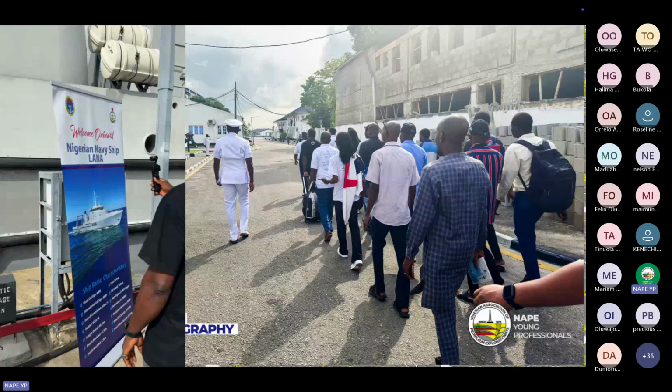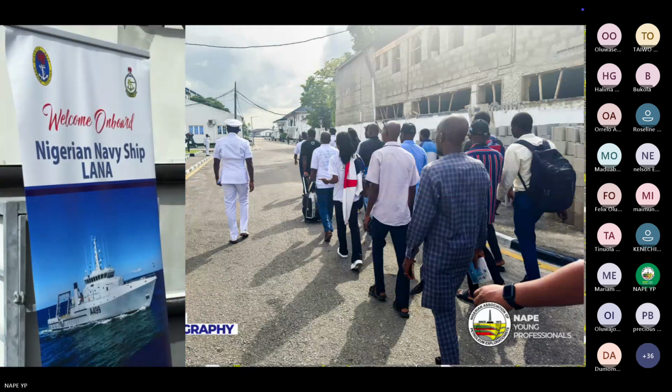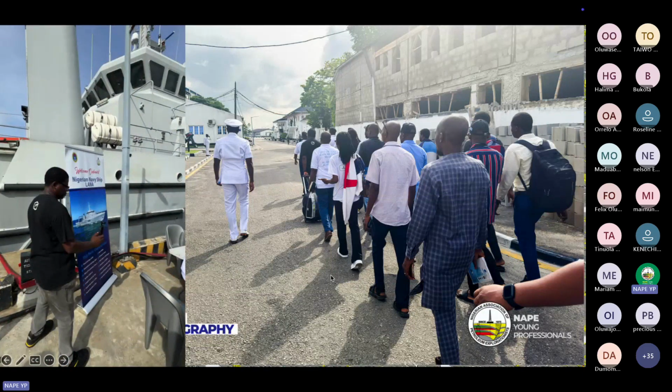You can see that here. The particular ship where the main event happened was called Lano. You call it Lana, but it's actually Lano. So, Nigerian Navy Ship Lano. It's a surveying vessel, but you also know that for the military, a surveying vessel is also used for defensive purposes.